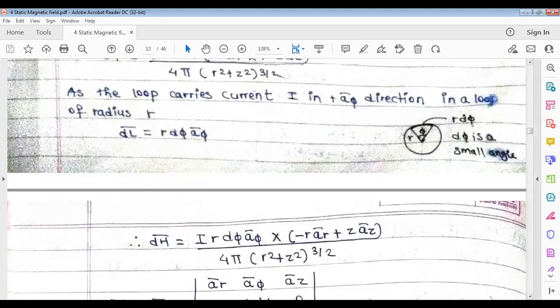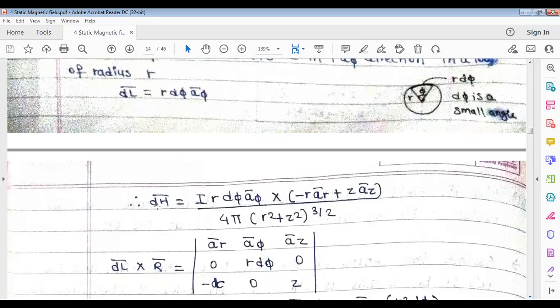So here yesterday you've seen up to this point, that is dH bar is equal to, when we put all magnitudes of a bar R, dl bar, and R square, we are getting this equation. So dH bar is equal to I R d phi a bar phi cross bracket minus R a bar R plus Z a bar Z divided by 4 pi into bracket R square plus Z square raised to 3 by 2. Right.